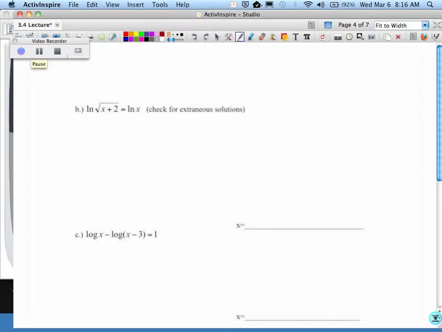When you look at this one, parentheses, extraneous solutions, what is that telling you? You can do something mathematically correct that's going to create some solutions that don't work. So at the end, we have to be careful.